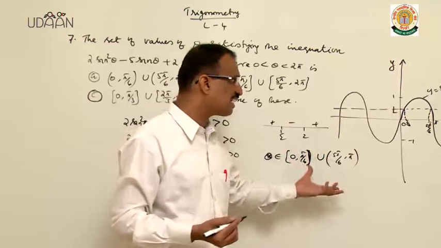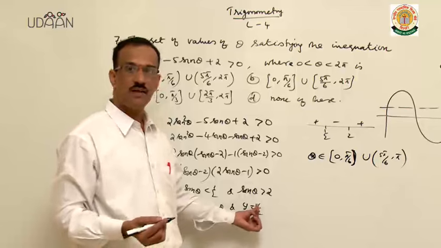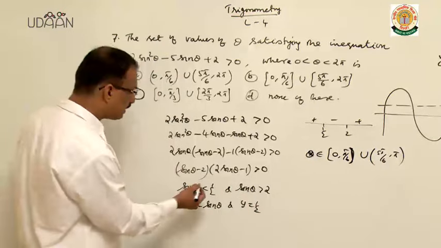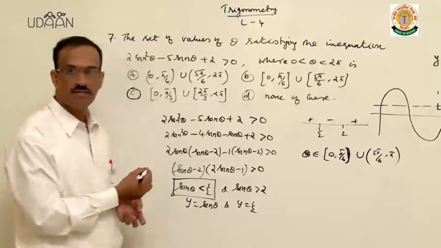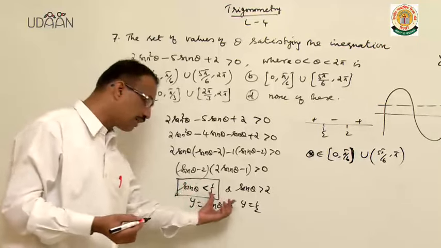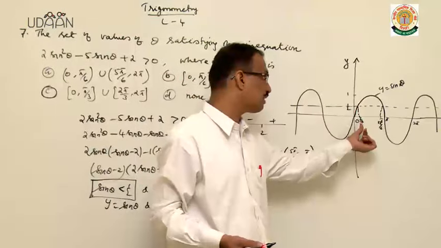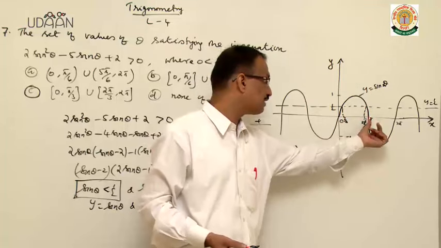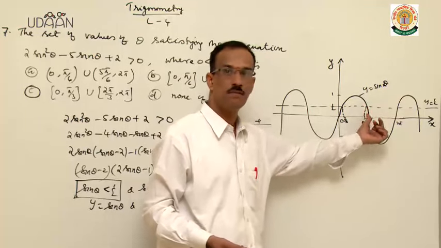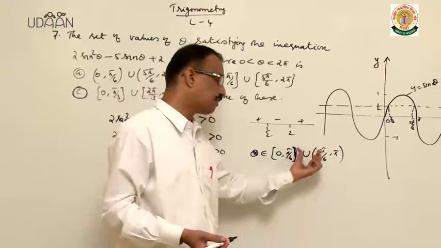So, this is the theta value that satisfies y equal to sin theta and y equal to half, and the inequation sin theta less than half. We have two equations, so the values lying between, that is 0 to half, this is a portion, and that portion is required as the theta values lie between these two.